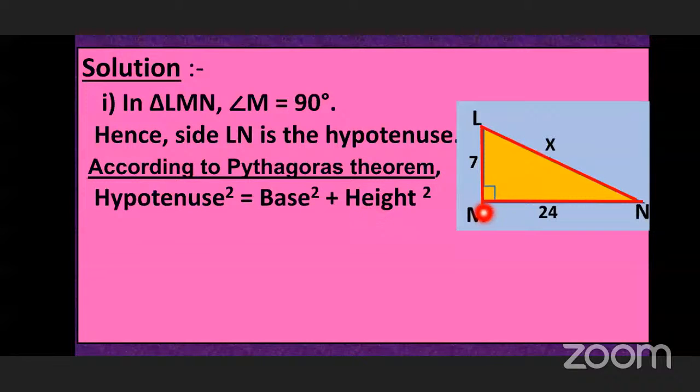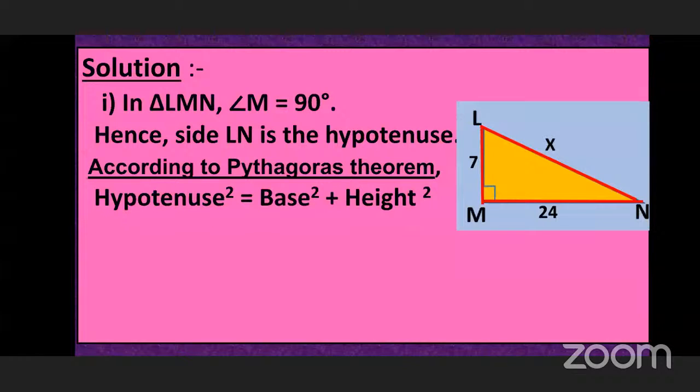See children, once we understood which is the hypotenuse of the right angle triangle, it is very, very easy to find out the base and height. Base is just lying on the floor. And height is a vertical line. It is a straight line.